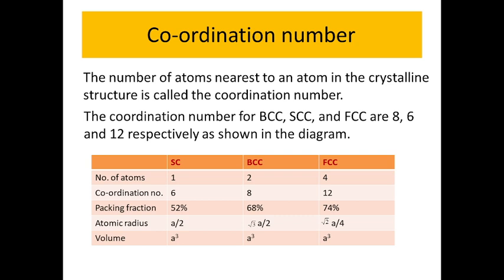So in this table we have the basic information for all the 3 different types of unit cells. Number of atoms for SC, BCC and FCC, that is 1, 2 and 4. Similarly coordination number 6, 8 and 12. Packing factor 52%, 68%, 74%. Atomic radius a by 2, root 3 a by 4, root 2 a by 4. Volume is the same for all 3 structures because it is a cubic structure, a cube.